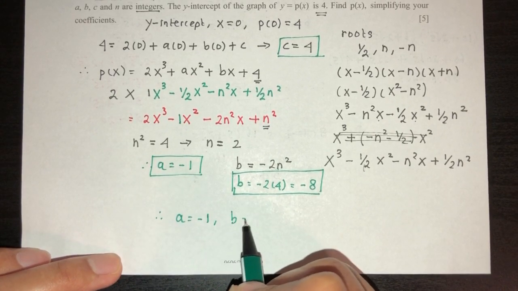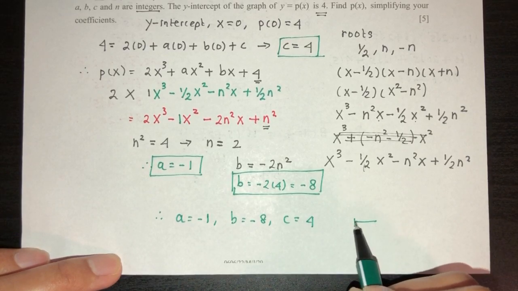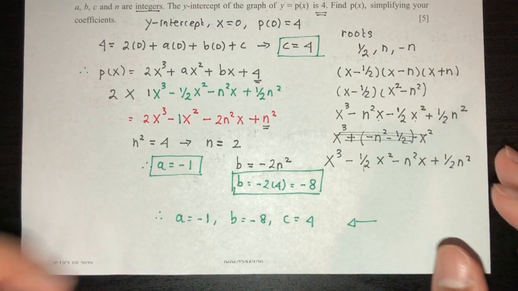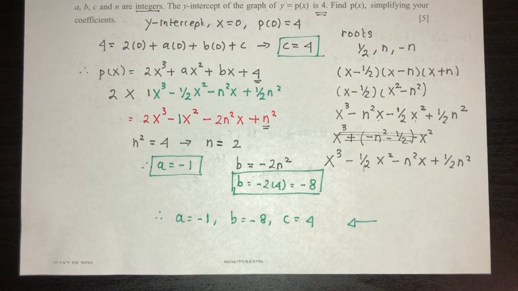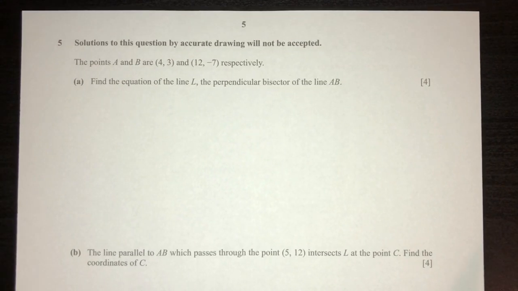Minus 1, b is 8, and c will be 4. So simplifying your coefficient, okay, that will be your question number 4. Now let's move on to question number 5.